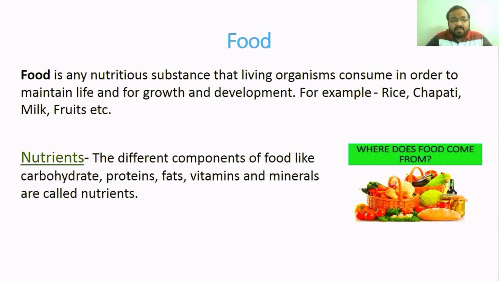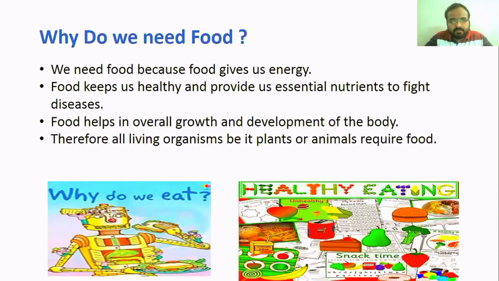Now, next term is nutrients. What are nutrients? The different components of food like carbohydrates, proteins, fats, vitamins, and minerals are called nutrients. So in our food, different components are present that are utilized for giving energy or for growth and development. These components are called nutrients.